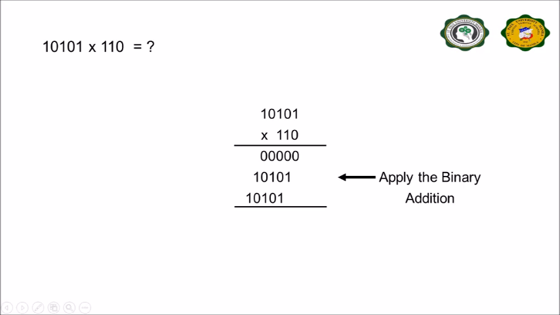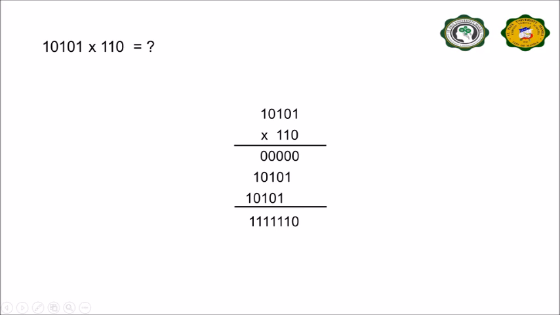So here is 0, so just bring down 0, then 0 plus 1 is equal to 1. 0 plus 0 is equal to 0, then 0 plus 1 is equal to 1. Next, 0 plus 1 is equal to 1. 1 plus 0 is equal to 1. 0 plus 0 is equal to 0, then 0 plus 1 is equal to 1. 1 plus 0 is equal to 1, then bring down the 1.